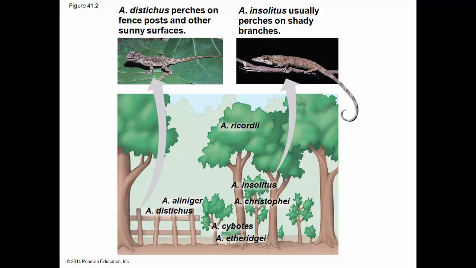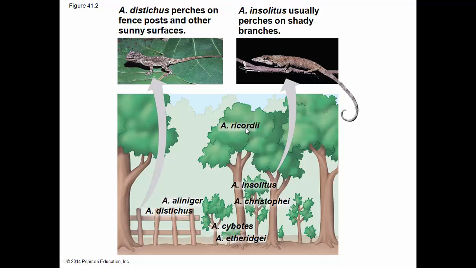Here's the example that they give of anolis lizards. There are 7 different species of anolis lizards that live in close proximity to one another in the Dominican Republic, and they all occupy slightly different ecological niches. Here's one, Anolis disticus, which perches on sunny perches, and here's the other, Anolis insulatus, which perches in shady branches. So these two occupy nearly the same niche, but they partition their resources in such a way that they can coexist.